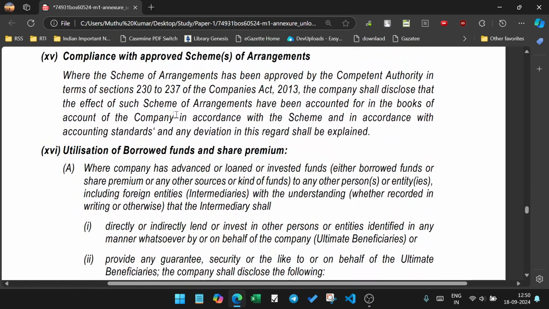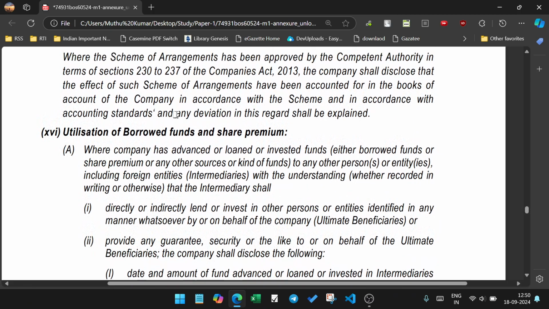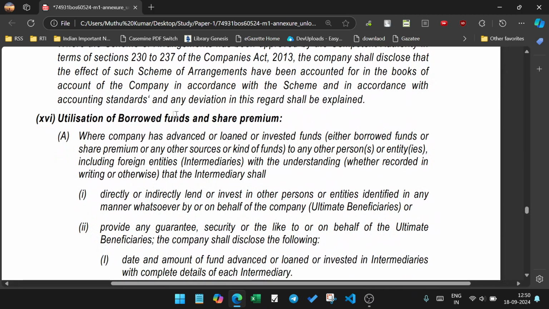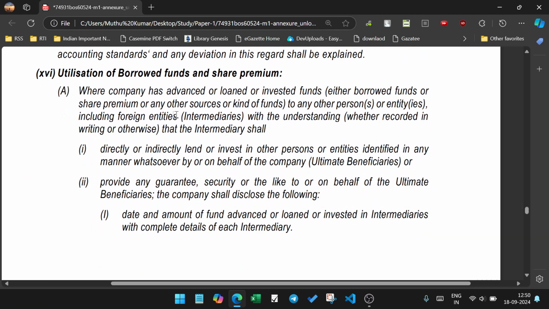Compliance with approved scheme of arrangement. Where a scheme of arrangement has been approved by the competent authority in terms of sections 230 to 237 of the Companies Act 2013, the company shall disclose that the effect of such scheme has been accounted for in the books of account in accordance with the scheme and the accounting standards, and explain any deviation.